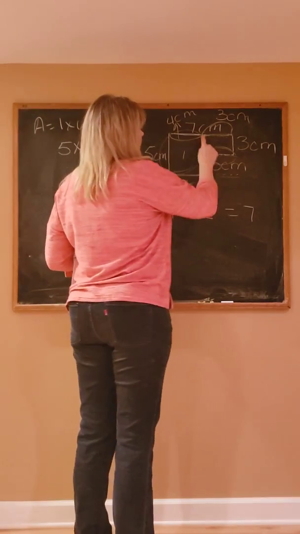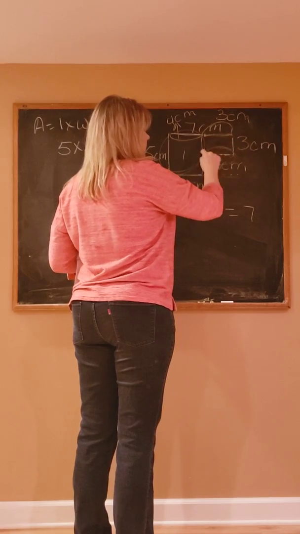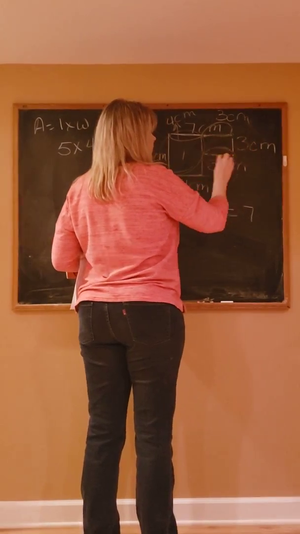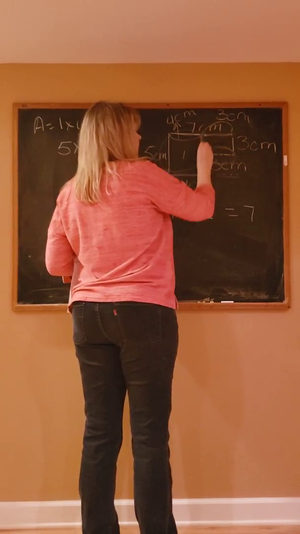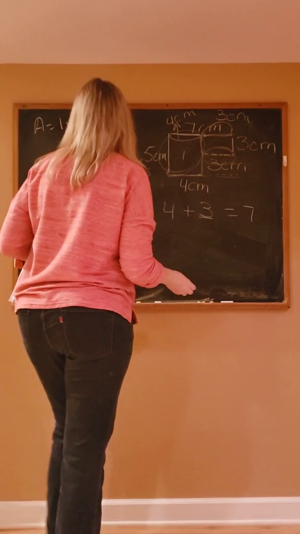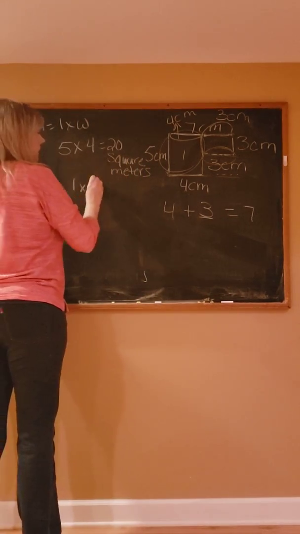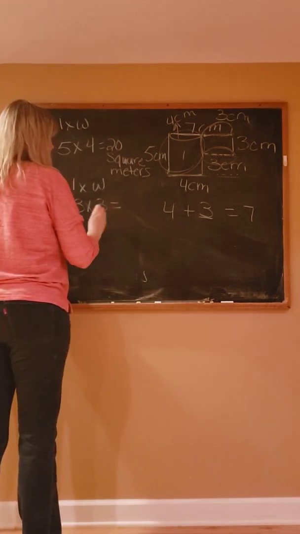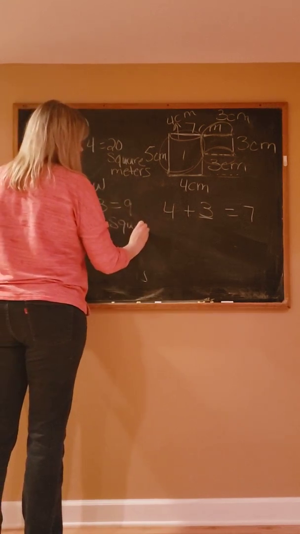Now, I know that all three of these sides are 3. This right side is 3, the bottom is 3, the top is 3. That means this side has to be 3. So I have a perfect square. All right, so what is the area? Area equals length times width, and I'm going to put 3 times 3, and I'm going to get 9 square centimeters.